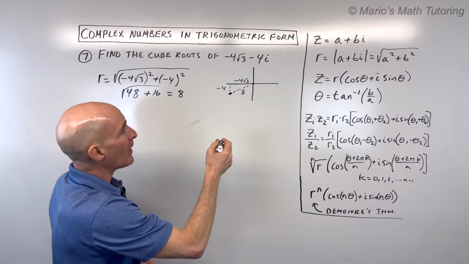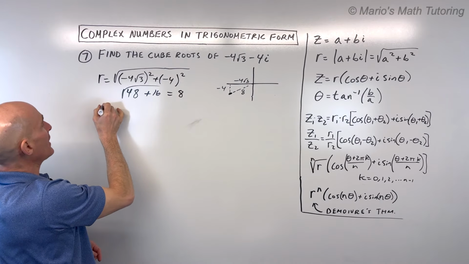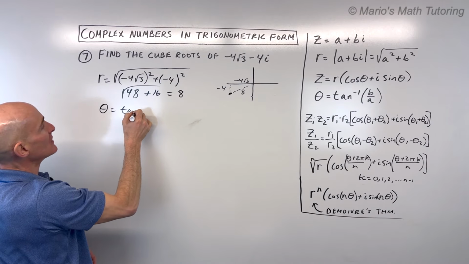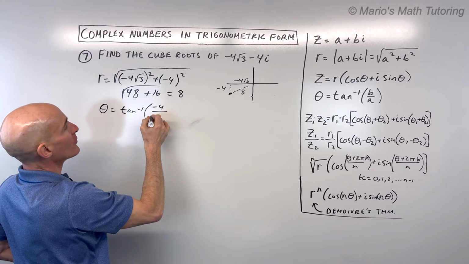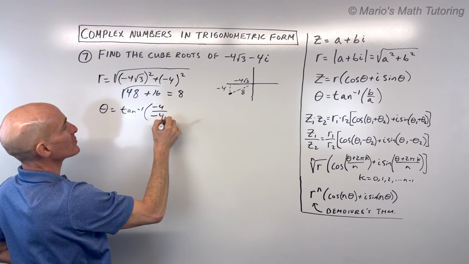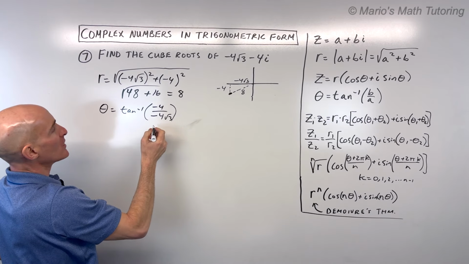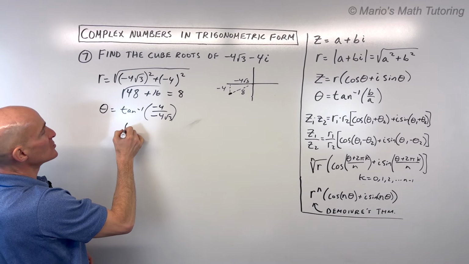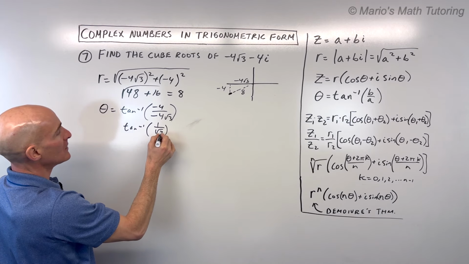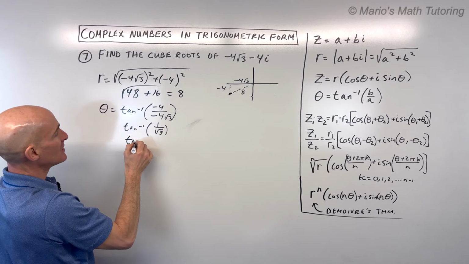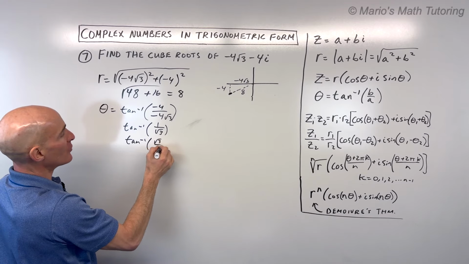And our angle now, we're going to use the tangent inverse of b over a. So that comes out to tangent inverse of b, which is negative 4, over a, which is negative 4 square root of 3, which these two negatives cancel. This reduces down to the tangent inverse of 1 over square root of 3, or you can rationalize it to root 3 over 3.